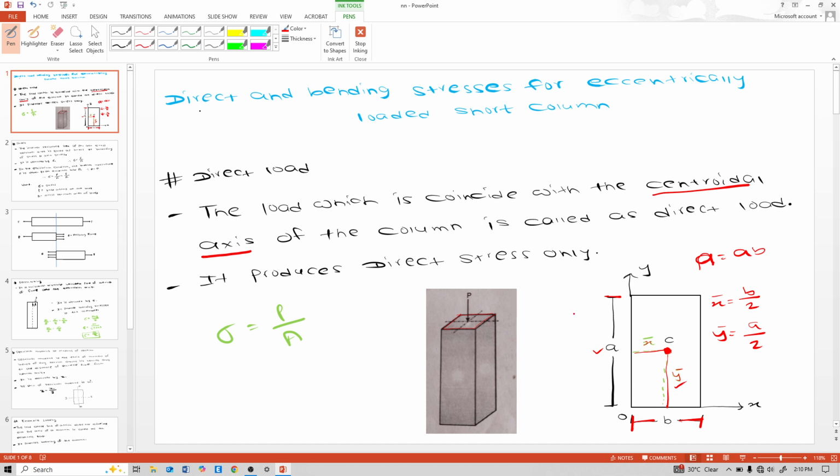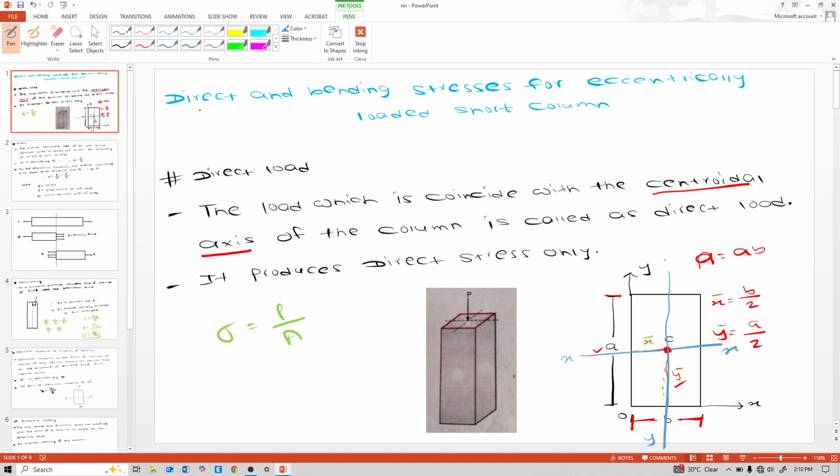And a centroidal axis is nothing but an axis that goes through that centroid. This is the x-x centroidal axis. This is the y-y centroidal axis. So this is the definition. Then, the load which coincides with the centroidal axis, that means here at point C, this load P coincides with the centroidal axis, is called a direct load. And it produces direct stress only.